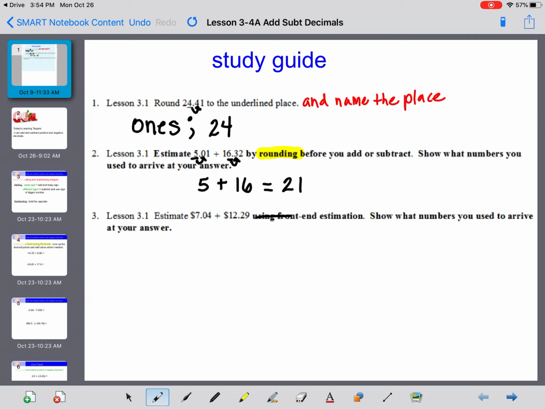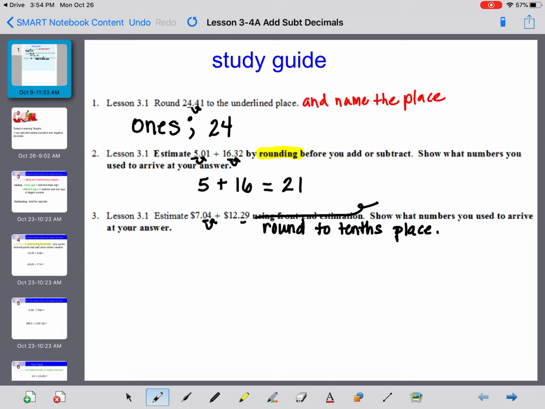In the next problem, it says to use front-end estimation. Remember, in the previous lesson, we talked about not using front-end estimation and instead rounding to the tenths place. In this problem, to round to the tenths place, that would be the 0. And in this problem, it's the second 2.